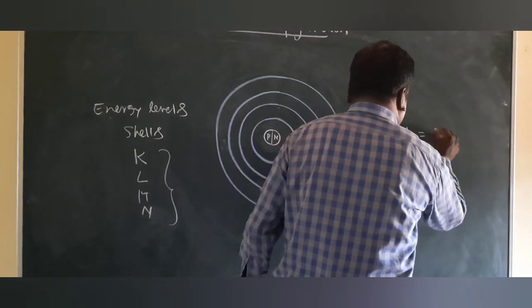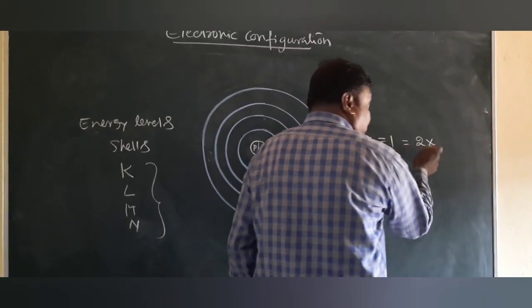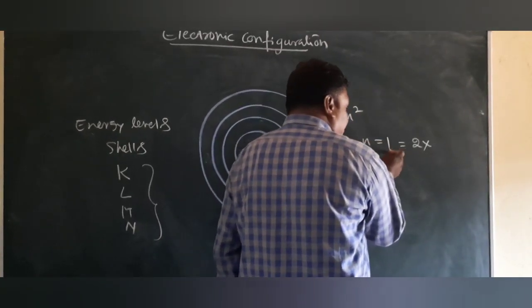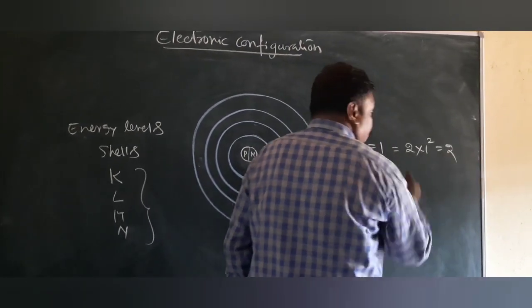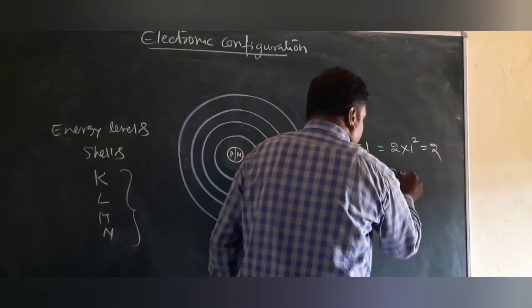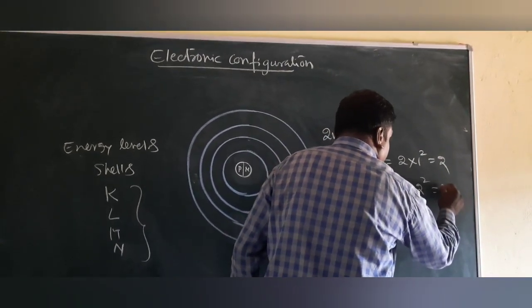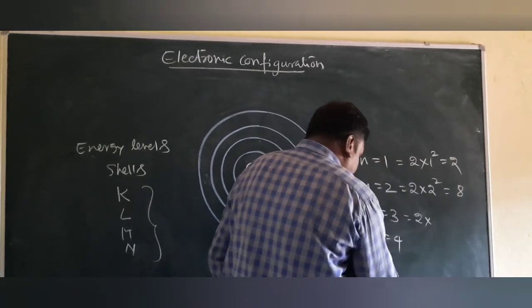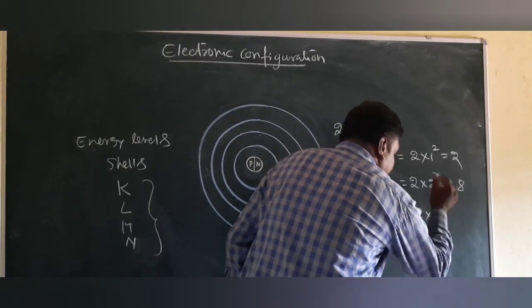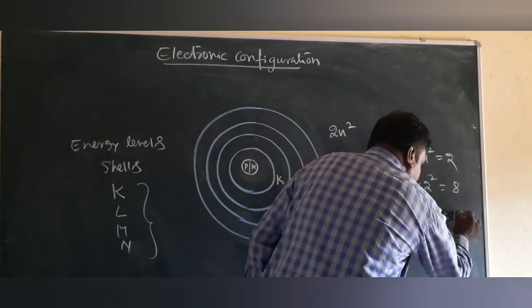Now, if you want to find out the maximum number of electrons in a shell, for K shell, what is the number of electrons present? What is the value of n? It is 1. So, 2 into 1 square, that is 2. Now for L shell, the value of n is 2, so that is 2 into 4, that is 8. Now, for M shell, the value of n is equal to 3, so 2 into 3 square, 2 into 9, it is 18.